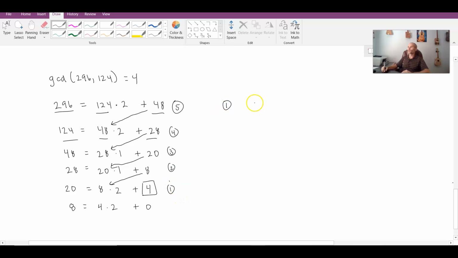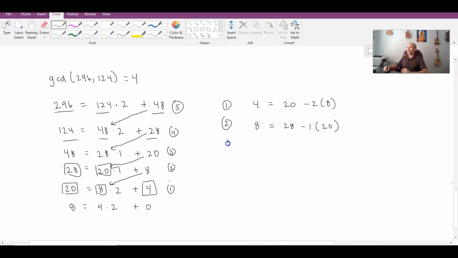Now in step 1, that's our GCD equation. So 4 is equal to 20 minus 8 times 2. Now better yet, I'm going to write that as negative 2 copies of 8. Because what I want to keep track of are the values of A and B within each step. So the second equation can be rewritten for the remainder as 8 is equal to 28 minus 1 copy of 20.